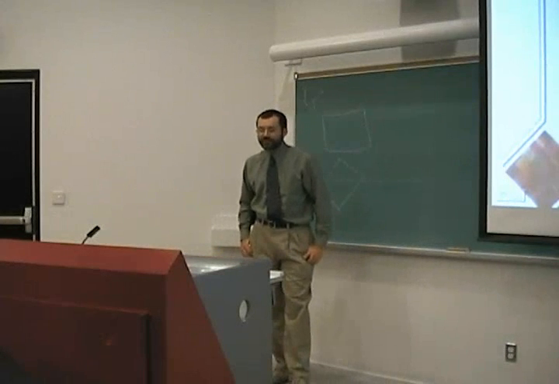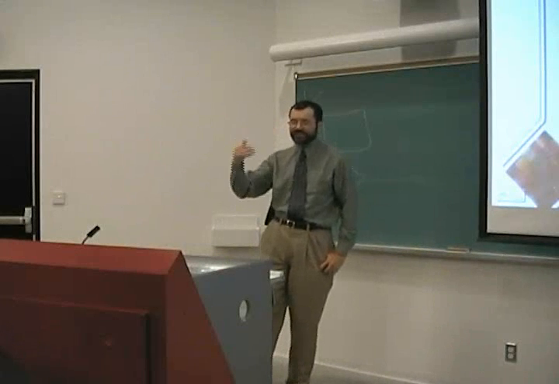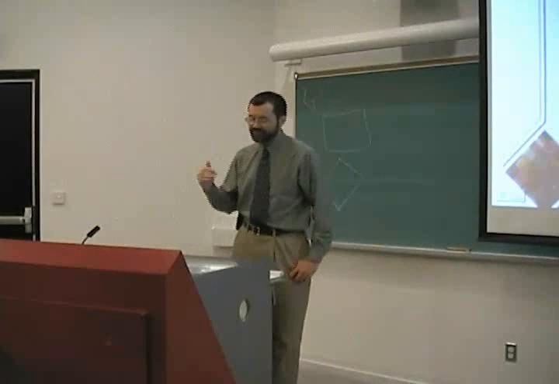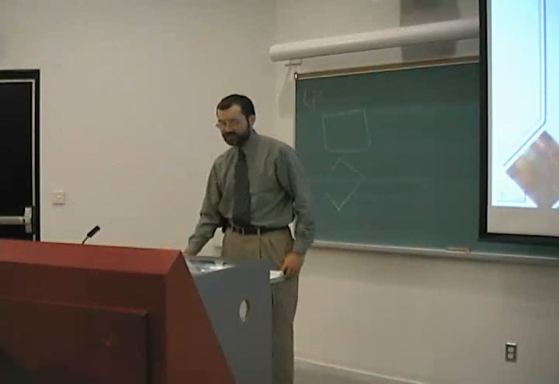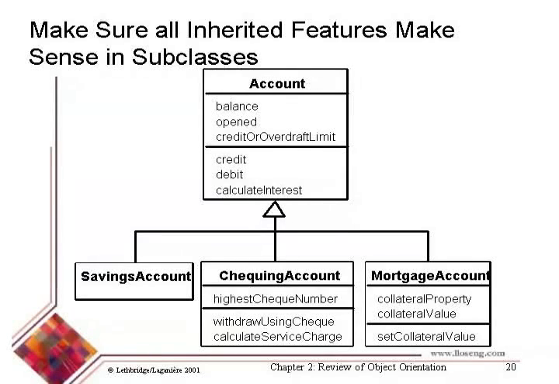So, one of the things we have to do when we're creating hierarchies is to check the is-a rule. Another thing we have to do is to make sure that inheritance makes sense for everything which we're going to put in the superclasses. Make sure that, for example, all of these things make sense in all of the subclasses. So, we have an account, and it has a balance. Do all of the savings account, checking account, mortgage account have a balance? Sure. Right, so that one is valid.